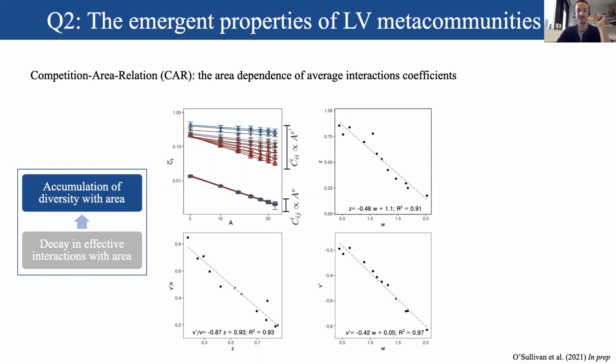Interestingly, the intraspecific, the self-interaction terms, decay at a rate which appears to depend sensitively on the heterogeneity, on the abiotic niche width, whereas in contrast, the interspecific interaction coefficients appear to be insensitive to that abiotic niche width parameter.